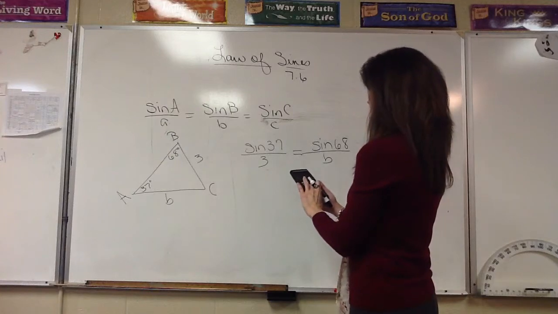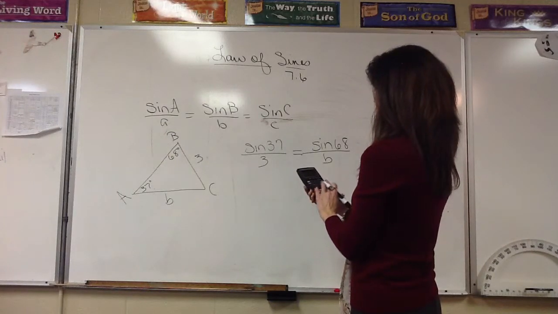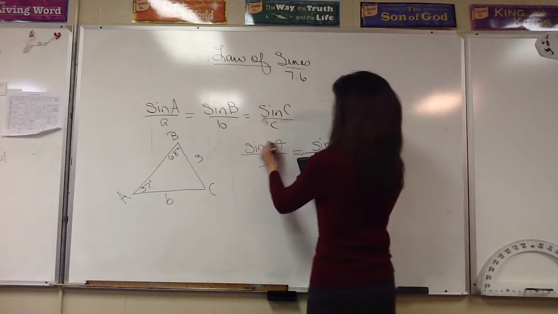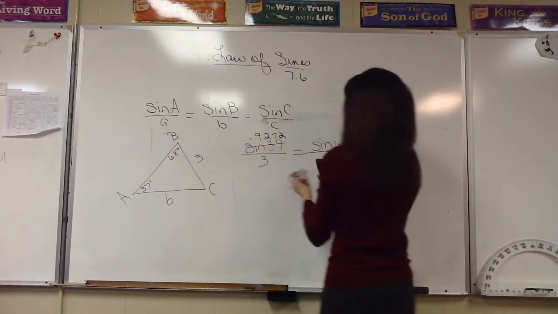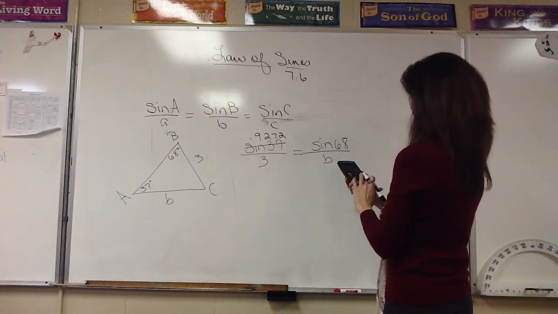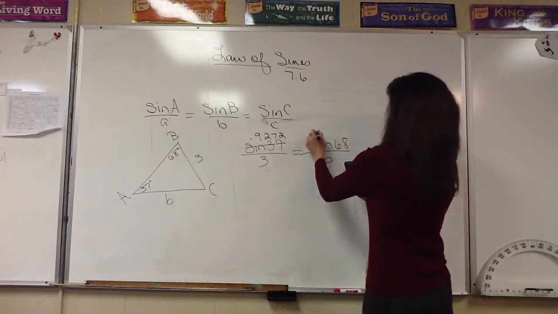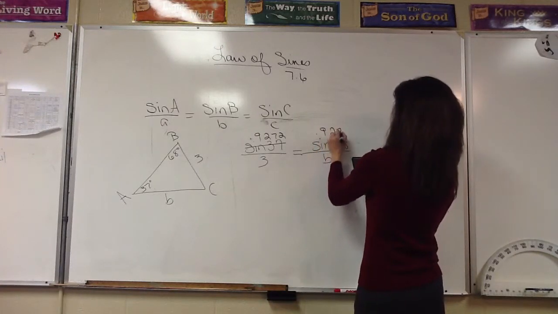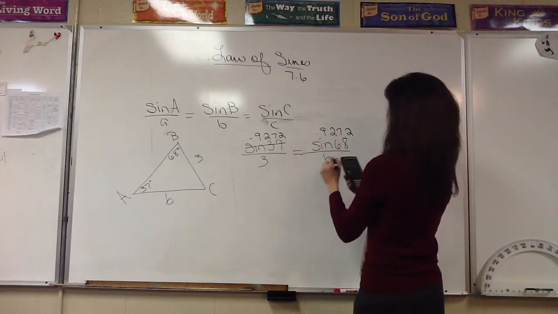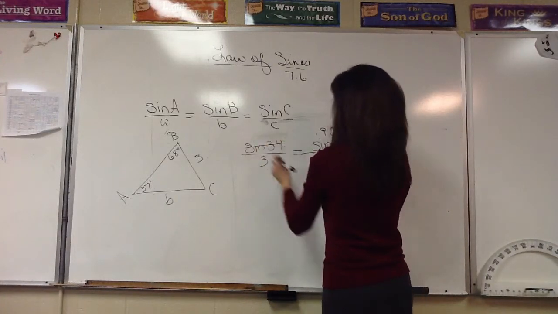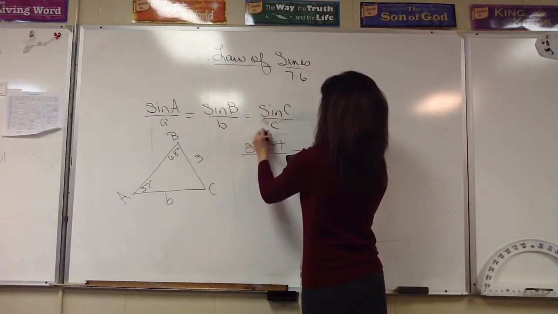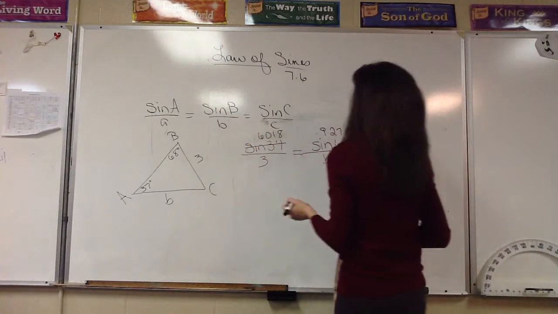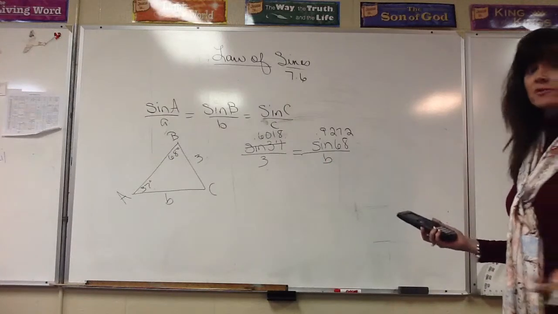So we're going to take sine 68 degrees and convert this to a decimal, 0.9272. Oh, wait a minute, I think I did the wrong thing here. Let me do this one. Sine of 37. Now, that one should be 0.6018. Okay, so now I'm going to cross multiply.